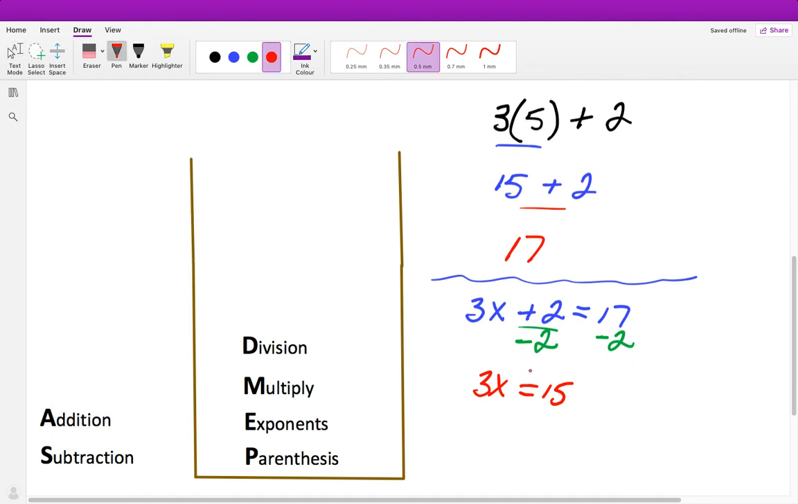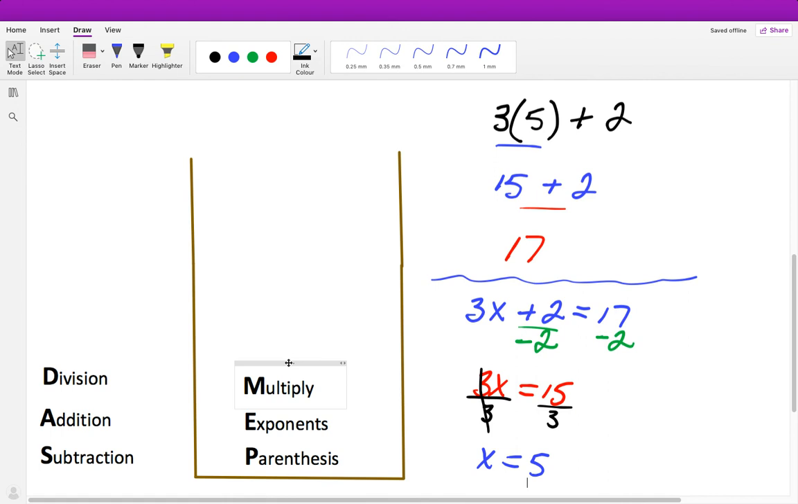Well, division. Is there any division here? No, we're multiplying our variables, so that means I can take out my division. And then I look and see, all right, multiplication. Well, yes, there is multiplication right here. What is the inverse of multiplication? Division is. So I can then go ahead and divide each side by 3. And now, what is 15 divided by 3? 5. So x is then equal to 5.